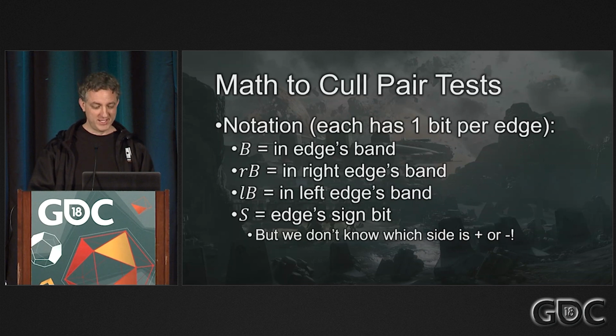So here's some quick notation. B means you're in an edge's band. RB means you're in the band of the edge rotated right. LB means in the left edge's band. So this is, for a triangle, a 3-bit value. That 3-bit value is rotated right, rotated left. And then S is just the edge's sign bit. But again, we don't know if plus or minus is in or out.